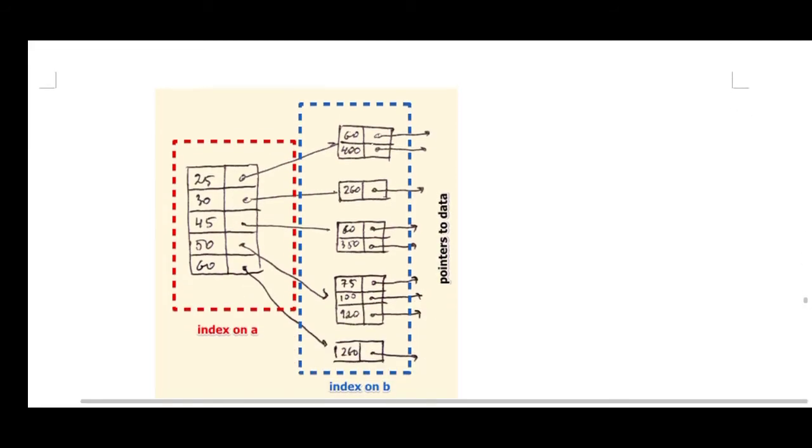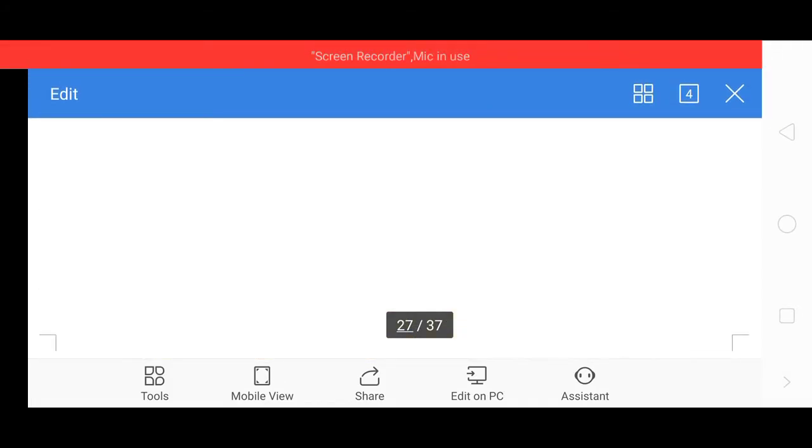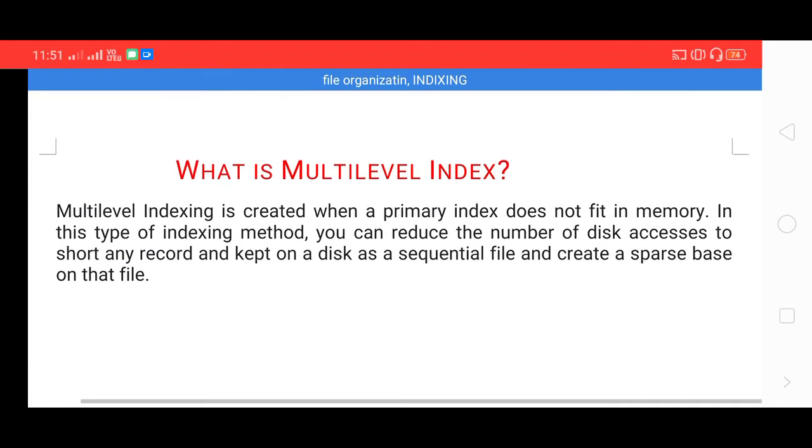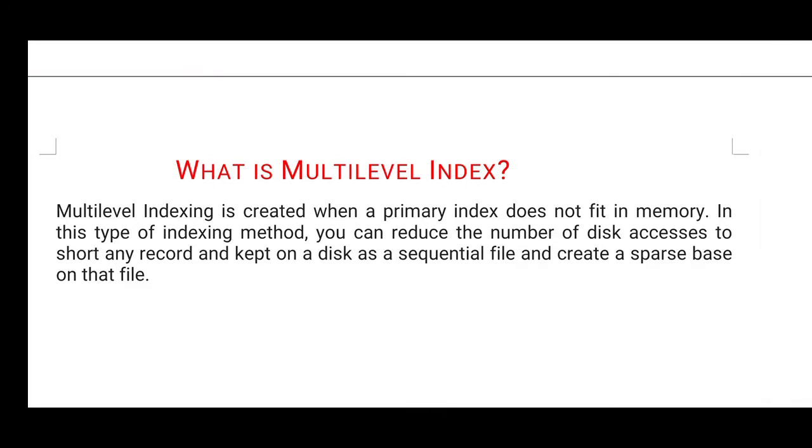This is multi-level indexing, this is B-tree indexing. Multi-level indexing is created when the primary index does not fit in memory. In this type of indexing method, you can reduce the number of disk accesses.